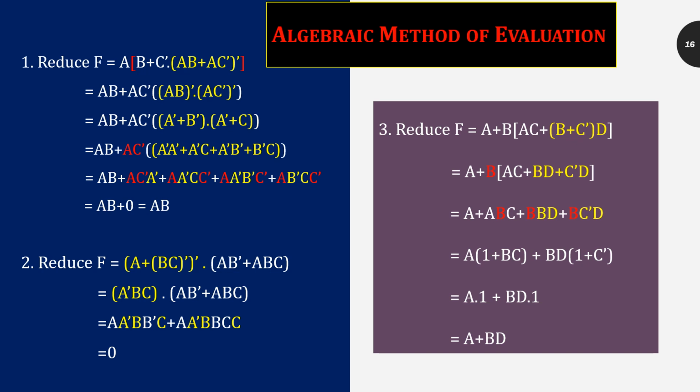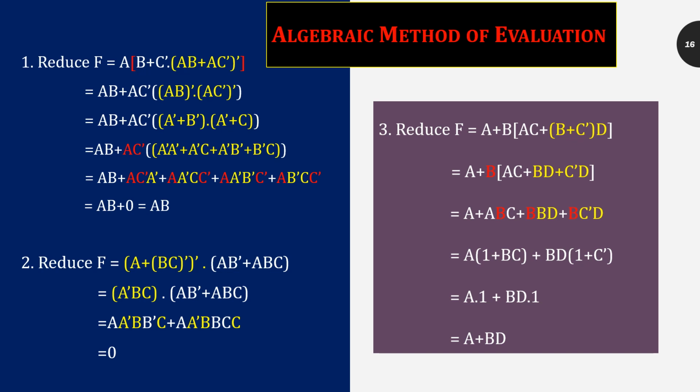We know that A into A bar is 0, C into C bar is 0, and in the third term A into A bar is 0, and in the last term C into C bar is 0. So all those four terms will be 0. So we get AB plus 0, which is equal to AB. Now let's look into the second example.